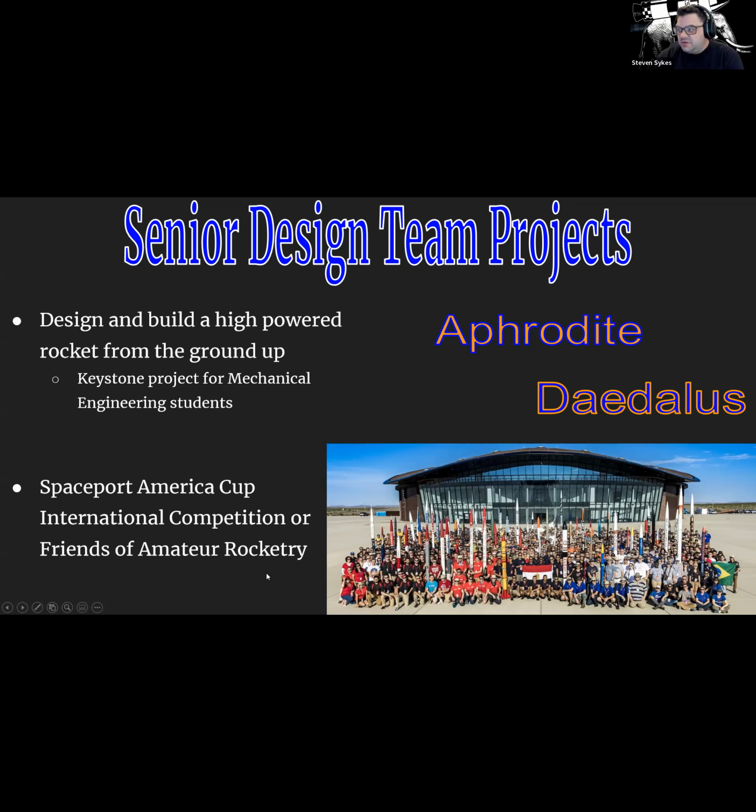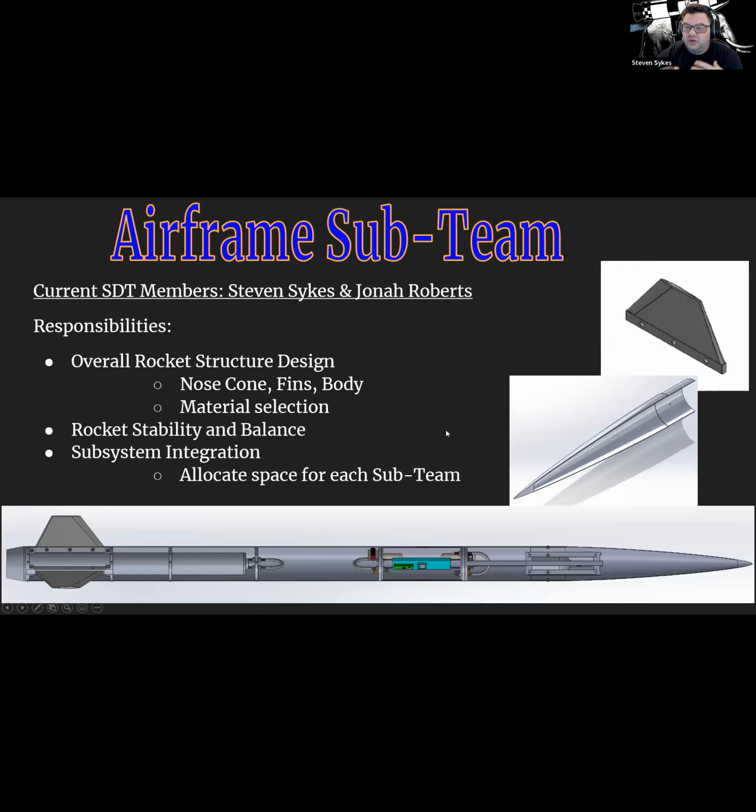We have design parameters that we have to meet, reports and different things we have to deliver to them. But essentially you and your team of 10 or so people will be working together to build that. The team's broken down into sub teams. The airframe team obviously deals with the whole body of the rocket. It's the overall structure, nose, fins, and different material selections for those.